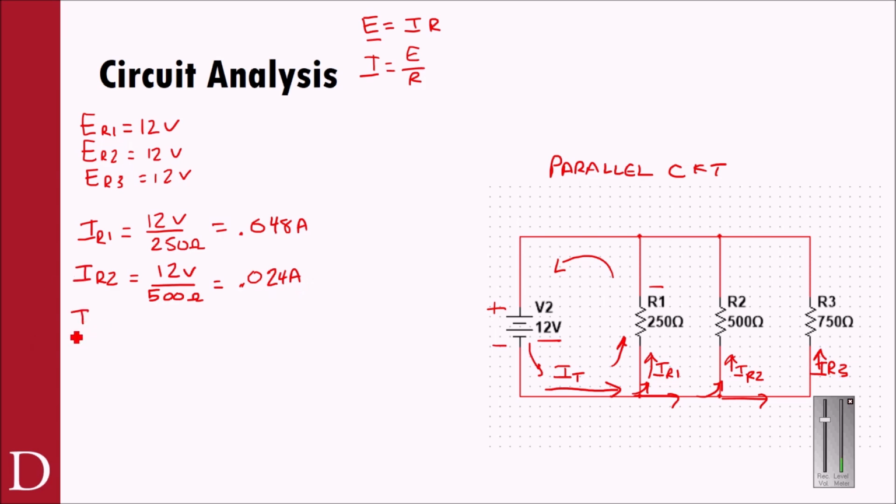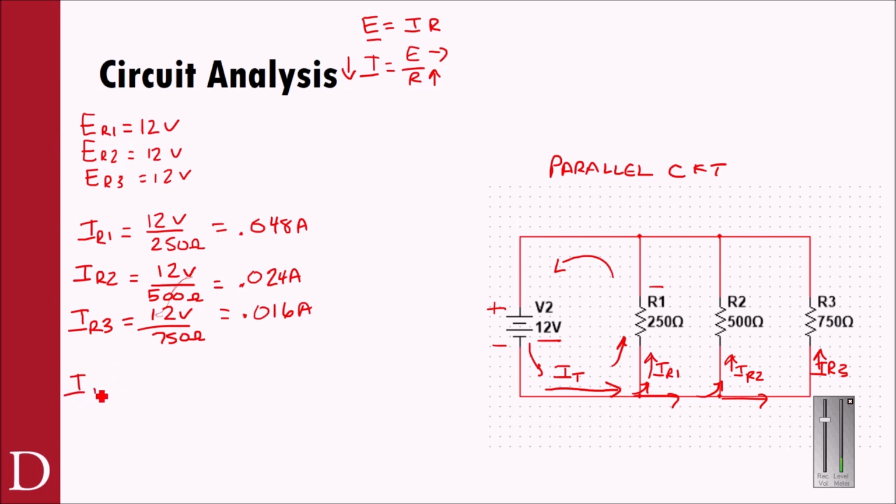If I want to calculate IR3, this time it's going to be 12 divided by 750. I need a bigger 12 volts divided by 750 ohms. So 12 divided by 750, I now get 0.016 amps. And then you have to ask yourself, does that make sense? Well, as resistance goes up and voltage stays the same, current would have to do what? It would have to go down.